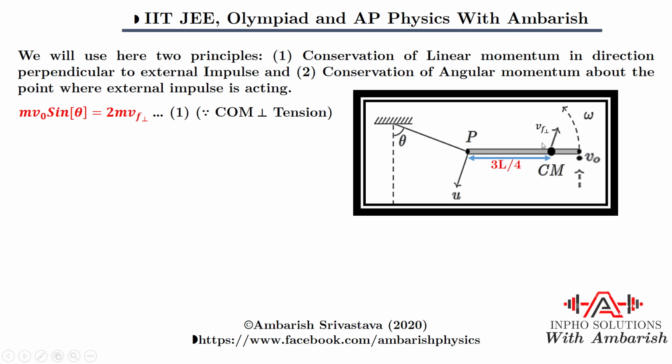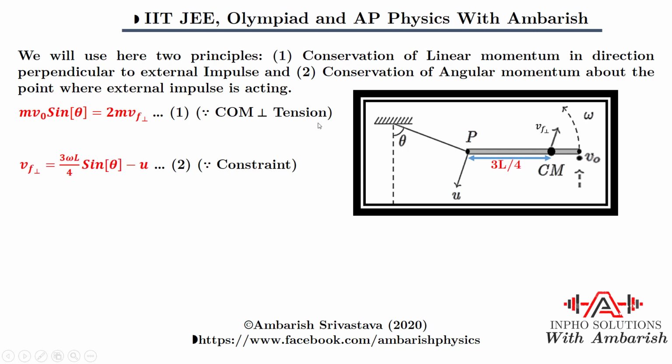Okay, so now what is the initial linear momentum of the bullet in this direction? The bullet is coming along this direction v0 and the string is going somewhere like this. So parallel to the string the component is v0 cos theta, and perpendicular to the string the bullet velocity component is v0 sin theta. So the initial linear momentum of the bullet perpendicular to the string is mv0 sin theta, and this should be equal to what? Now the combined center of mass is moving with Vf perpendicular in this direction. The total mass is 2m. So final momentum is 2m times Vf perpendicular. So Vf perpendicular is the component of the total center of mass velocity in this direction. Okay, so that's equation number 1, that is conservation of momentum perpendicular to the external tension.